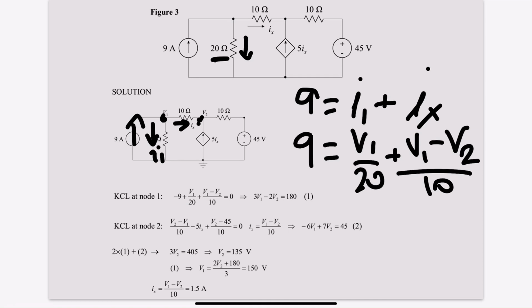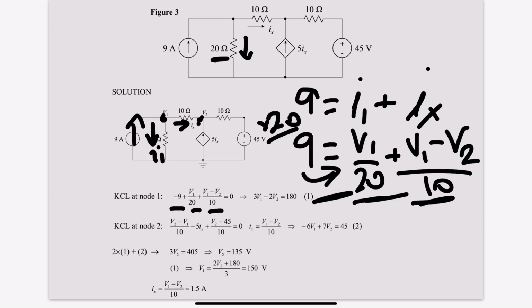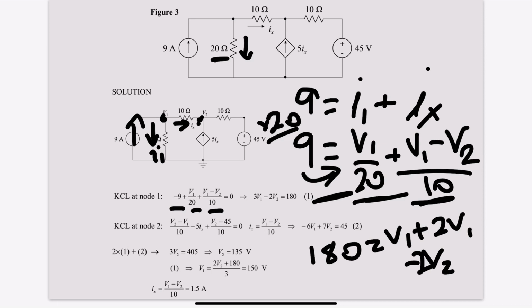So V1 over 20 plus Ix, which is V1 minus V2 over 10, equals 9. Taking 9 to the other side, we've got minus 9 plus V1 over 20 plus V1 minus V2 over 10 equals 0. Multiplying the whole equation by 20 to cancel these denominators, we get 180 equal to V1 plus 2V1 minus 2V2. Therefore, we've got 3V1 minus 2V2 equals 180.